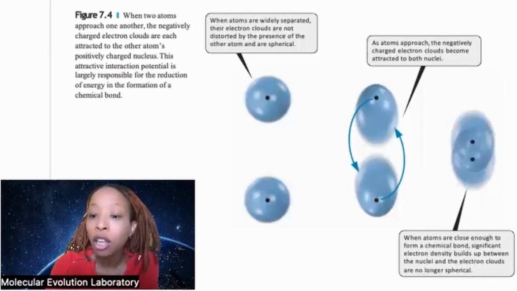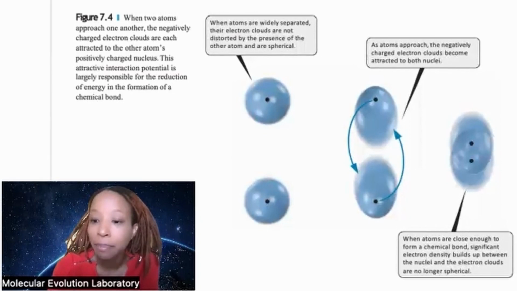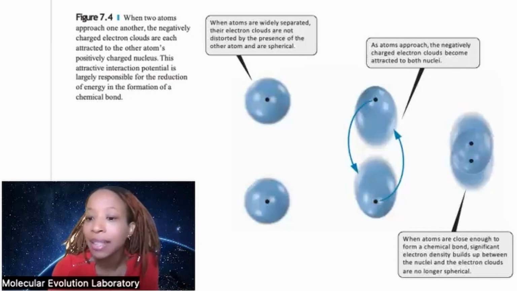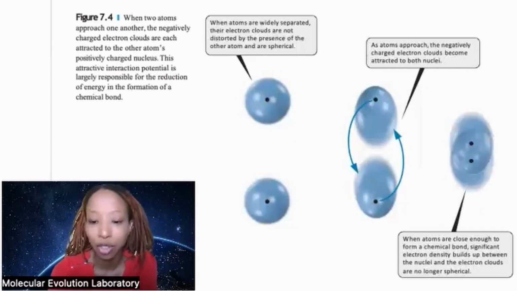When atoms are close enough to form a chemical bond, you have a significant amount of density that builds up between the nuclei, and the electron clouds are no longer spherical. As the atoms approach each other, the negatively charged electron clouds become attracted to both nuclei. When the atoms are widely separated, their electron clouds are not distorted by the presence of the other atom and are spherical. So the closer they are together, the less spherical they become. This will also result in a significant increase in the electron density.